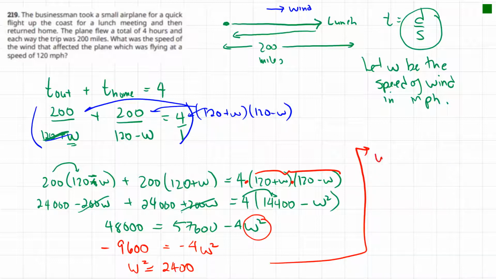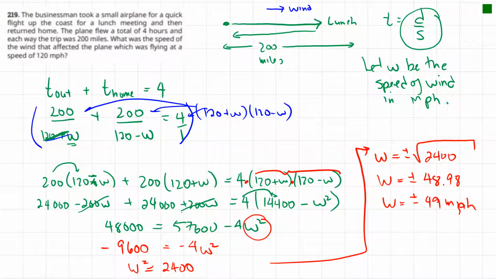Now the last step is to take the square root of both sides. So on the left it becomes a W, on the right it becomes plus or minus the square root of 2,400, which is plus or minus 48.98, or if to the whole number, 49 miles per hour. So the wind speed is 49 miles per hour, but the direction could be plus or minus.